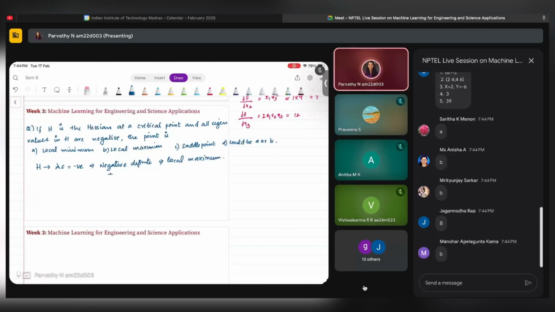And when we have a positive definite matrix, the critical point will be a local minimum. If it is semi-definite, that is, it contains zero values, then it is a saddle point. So the answer is B. It is a point of local maximum.